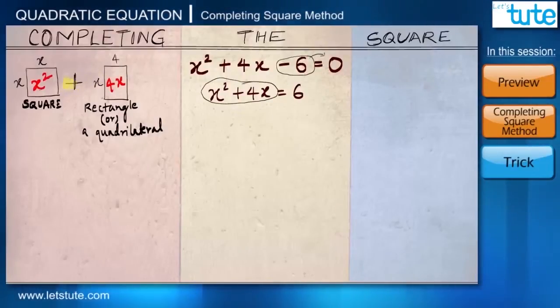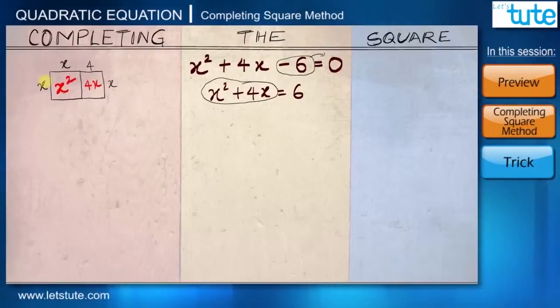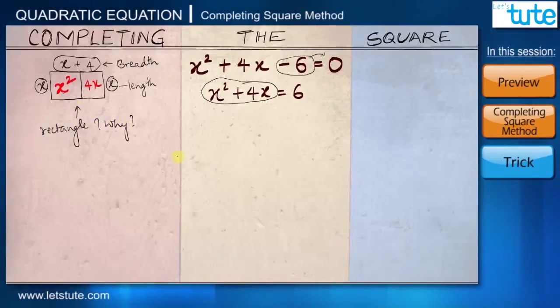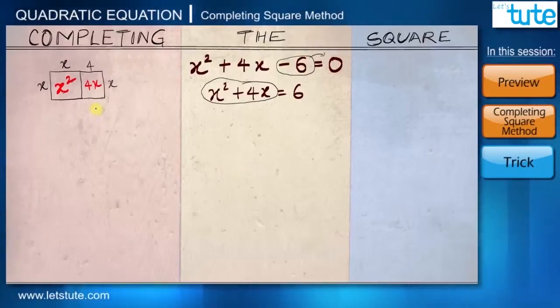Now if you just carefully notice the left hand side, that is x square plus 4x, all I want to do is combine these shapes, and what I'm getting is a big rectangle whose length is x and the breadth is actually x plus 4. Now you would think I was talking about completing a square, and all I'm doing over here is completing a rectangle, which doesn't quite seem logical. So we have to make it a square.